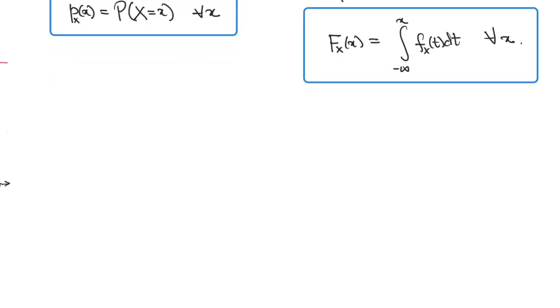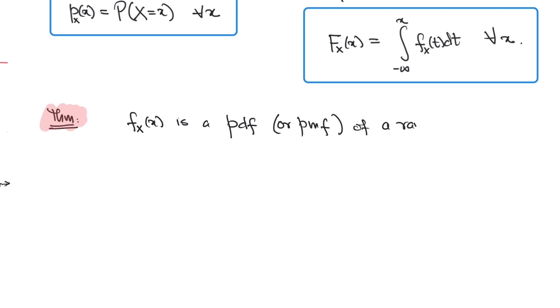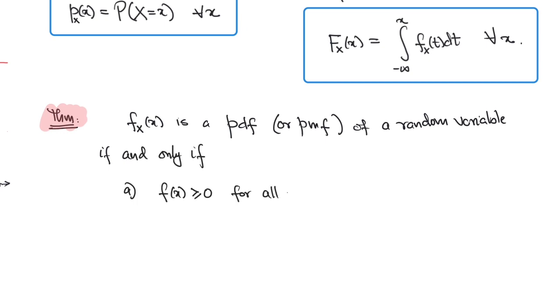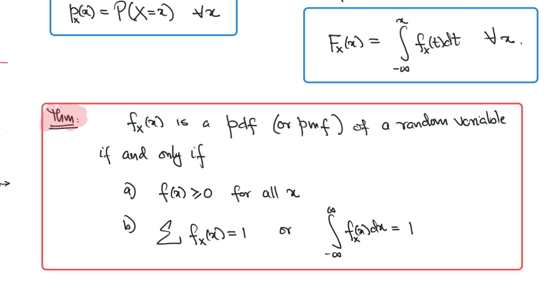We finish up by describing all probability density functions, which would be functions that satisfy the two properties that f_X has to be greater than or equal to 0 for all values of x, and the sum of f_X(x) equals 1, or the integral from negative infinity to positive infinity of f_X(x) dx equals 1, depending on whether f_X corresponds to a discrete random variable or a continuous random variable, respectively.